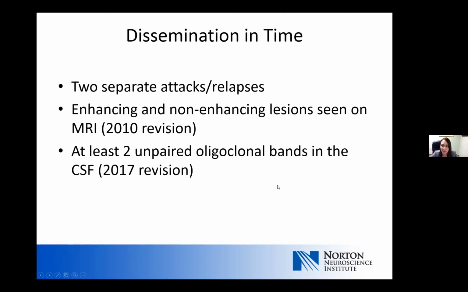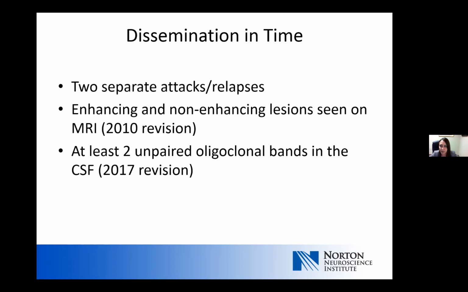In terms of dissemination in time, traditionally we thought of this as being two separate attacks or two separate relapses. But we've made it easier to diagnose multiple sclerosis now that we have very effective treatments. So if they have both enhancing and non-enhancing lesions, that's some evidence of dissemination in time because one is active and one is inactive. And then most recently, in the 2017 McDonald criteria, we've allowed two unpaired oligoclonal bands in the cerebrospinal fluid to substitute for dissemination in time.